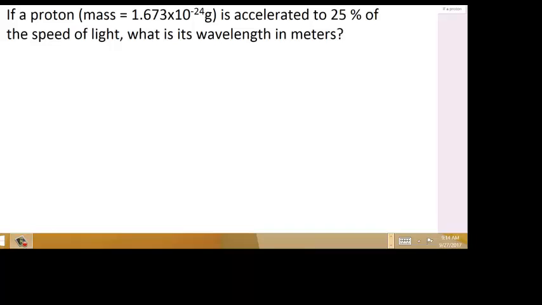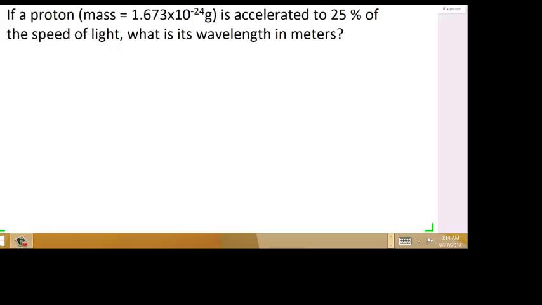In this problem, I'm going to show you how to find the wavelength of matter. So the problem says if a proton, and you're given the mass of the proton, is accelerated to 25% of the speed of light, what is its wavelength in meters?